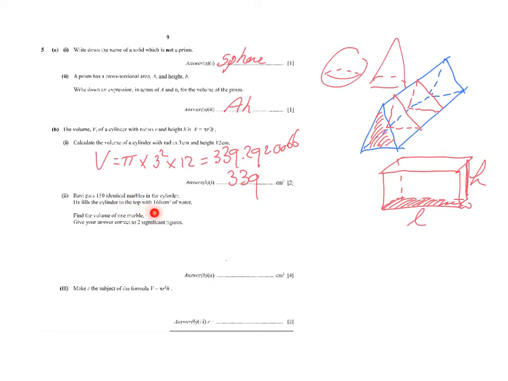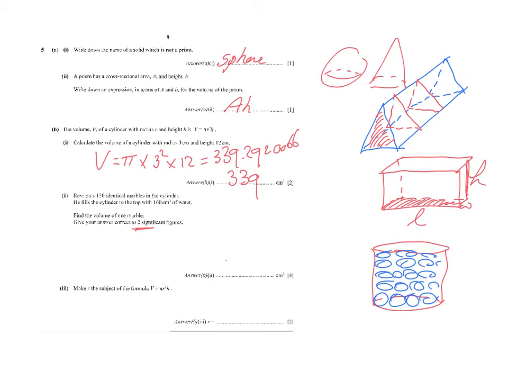Ravi puts 150 identical marbles in that particular cylinder. By the way, guys, a cylinder, you know what it looks like, yeah? It's like this roughly. There we go, that's a cylinder. Okay, puts in marbles, and then he fills the cylinder to the top exactly with another 160 centimeter cube of water. Okay, so he's putting in all those marbles, so they are in the cylinder, and when all those 150 marbles are in, there is still room to put in water to fill the cylinder. Find the volume of one of those marbles, give your answer correct to two significant figures.